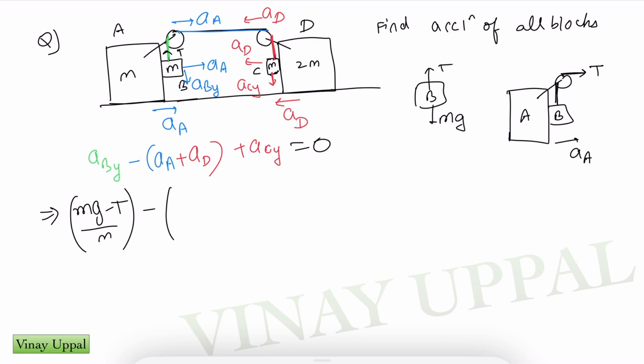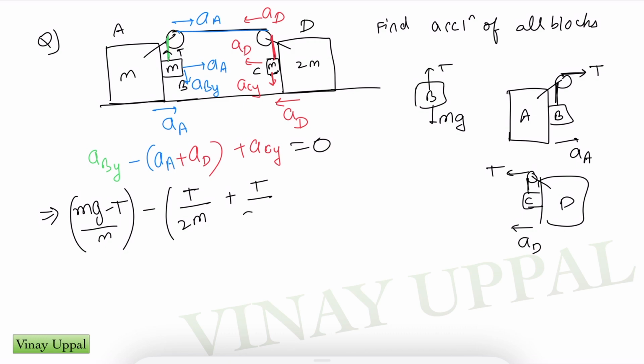So can I say acceleration of A will simply be tension, the external force, divided by the total mass? So tension divided by 2m. What about acceleration of D? Similarly, D and C can be treated as the same system as far as horizontal motion is concerned. The acceleration of D will be tension divided by the total mass, which is 3m now.